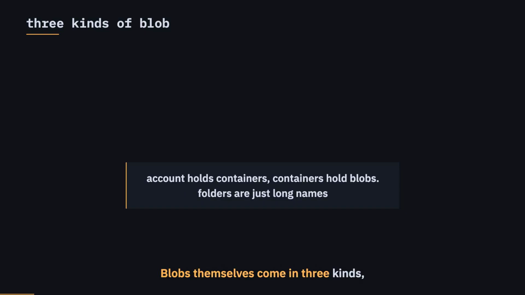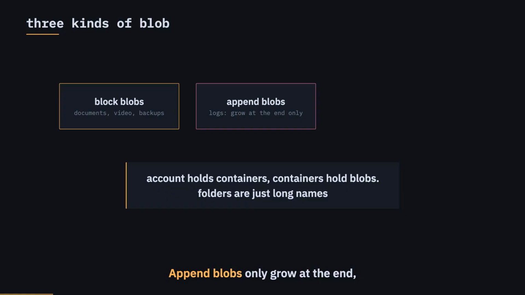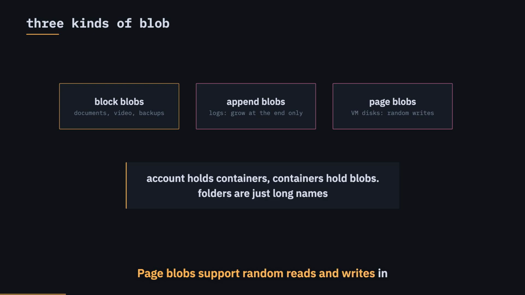Blobs themselves come in 3 kinds, and the exam expects you to match kind to job. Block blobs are the default and the workhorse, a file uploaded as a set of blocks, ideal for documents, images, video, backups. Append blobs only grow at the end, which makes them right for logs, where you add lines and never rewrite old ones. Page blobs support random reads and writes in place, and they exist mainly as the disks behind virtual machines. Nearly every question that just says files or objects means block blobs.